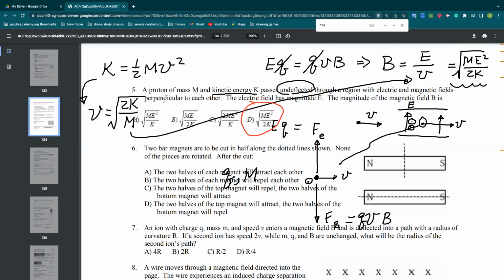So that's the question. When a proton is moving with velocity v, and it's undeflected in the region where you have both E and B fields. So this is the B field right there.